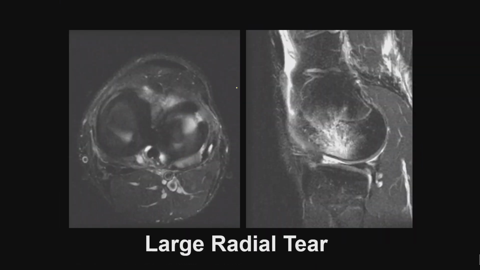Axial images can be very useful for diagnosis. And here we see a large radial tear with an associated bone bruise at the lateral meniscus. On the axials, you see the rent in the meniscus.